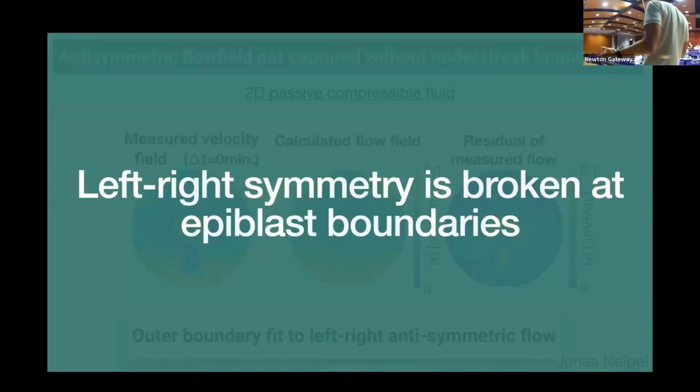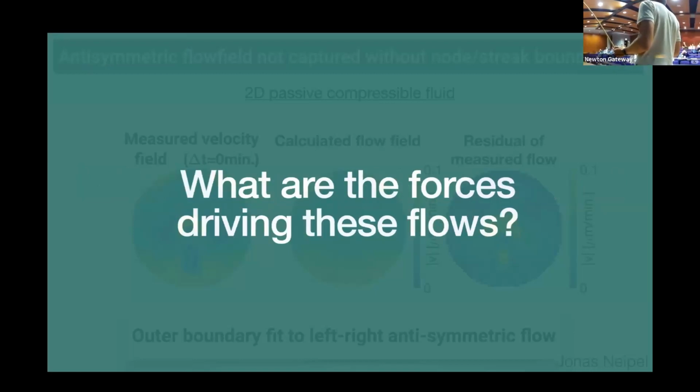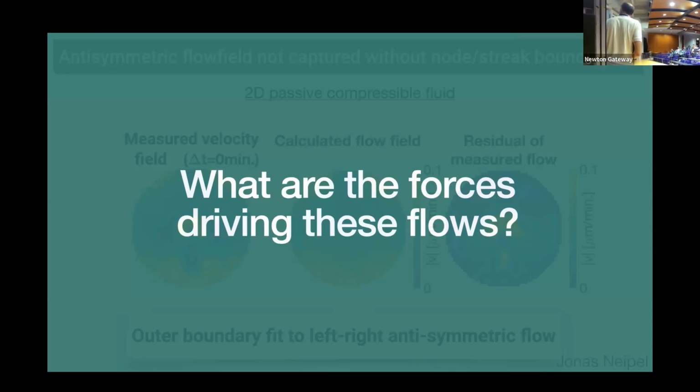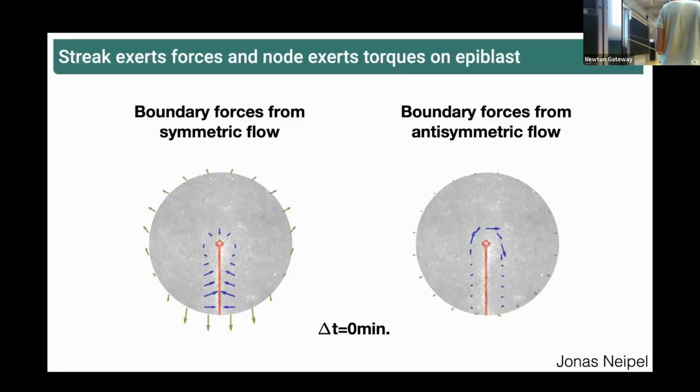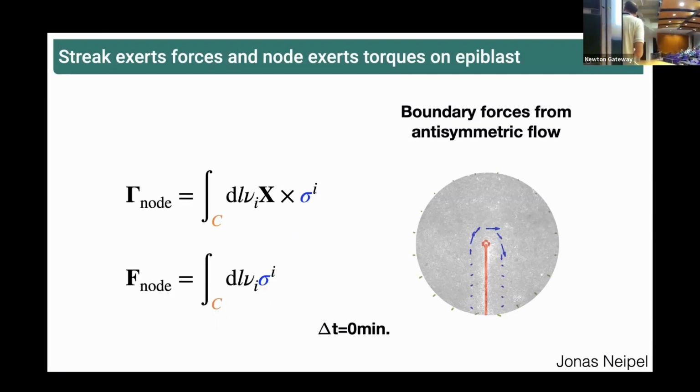Okay, so that actually means left-right symmetry is broken at the epiblast boundaries, in particular at the streak and the node. So from this, how can we now infer back the forces and torques that drive these flows? Well, this is rather straightforward because with known viscosity, we can determine boundary stresses, and from boundary stresses, we just integrate on the boundary, and we can extract the torque and the force. And here you can see that in essence, this node structure is generating the torque.